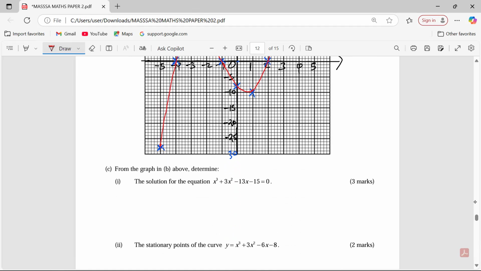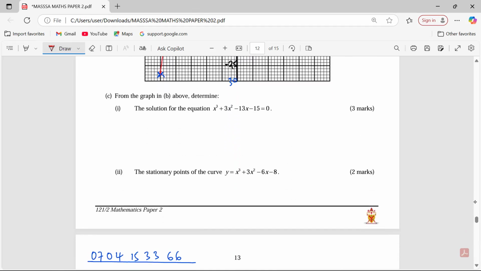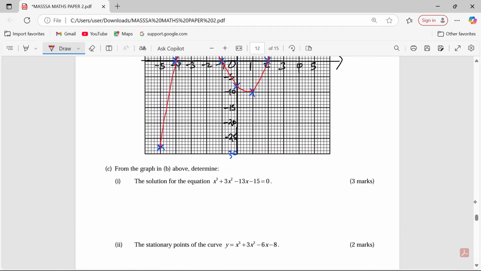From the graph, determine part 1. Part 1 is a solution of the function. This is the function that we are solving. So every function is solved by subtracting it from the function which has been plotted. We have plotted y equals x power 3 plus 3x squared minus 6x minus 8. That is the plotted function.